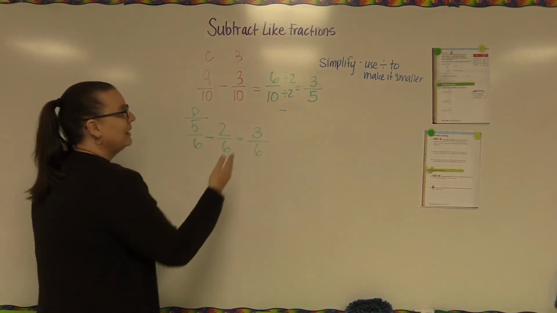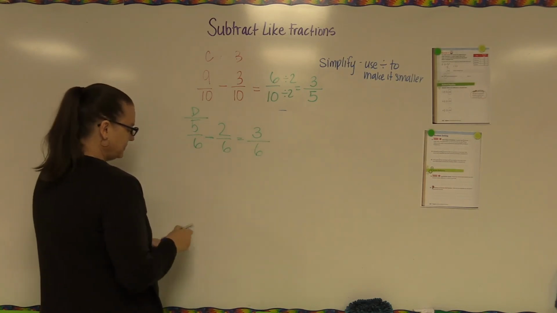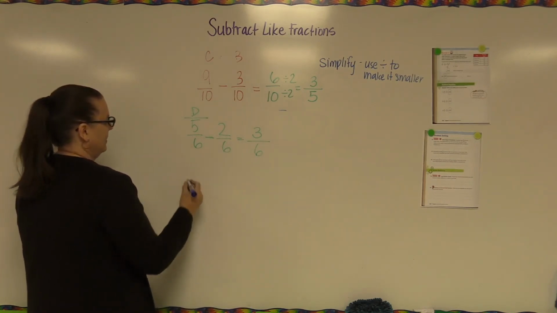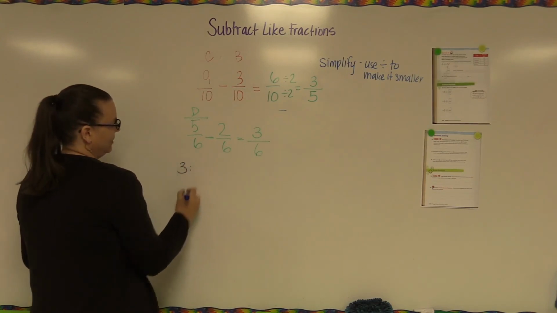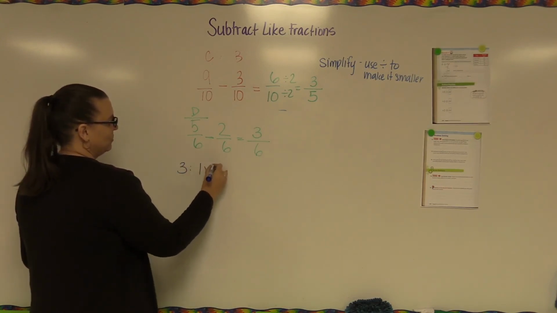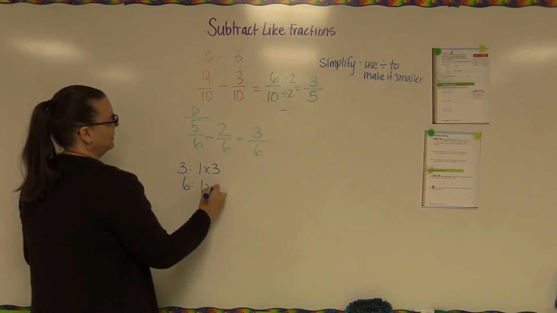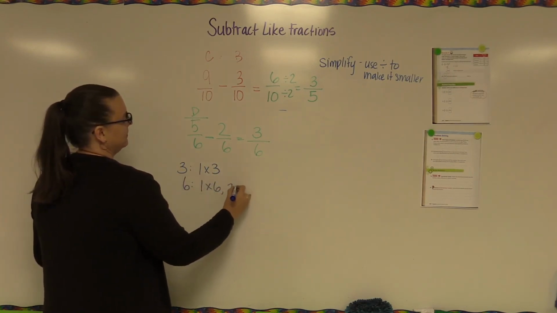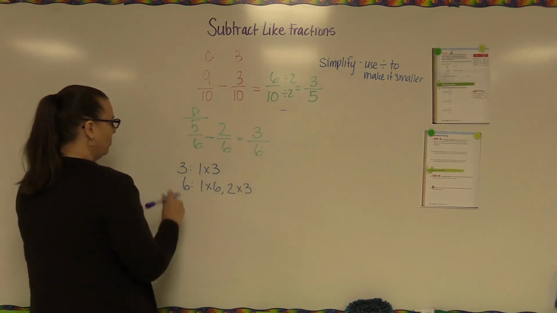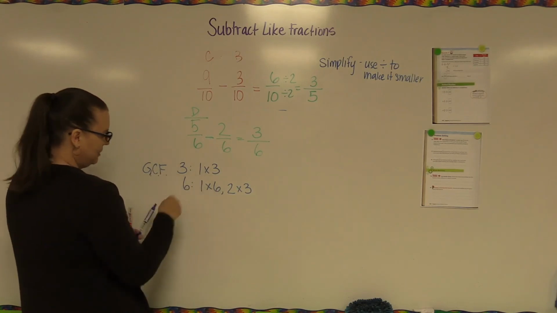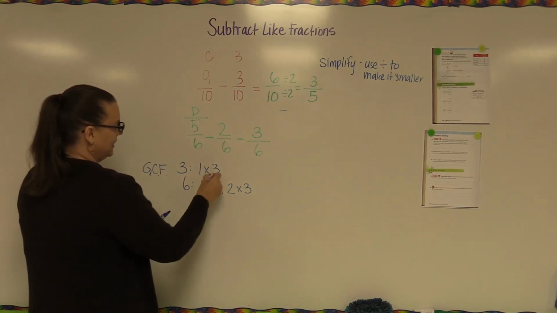Here we are again. We need to simplify. So we need to look at what factors these numbers have in common. So what are the factors of 3? The only way I can make 3 is 1 times 3 because it's prime. How about 6? 1 times 6 and 2 times 3. What is the greatest common factor that these two share? Here it is, right here.